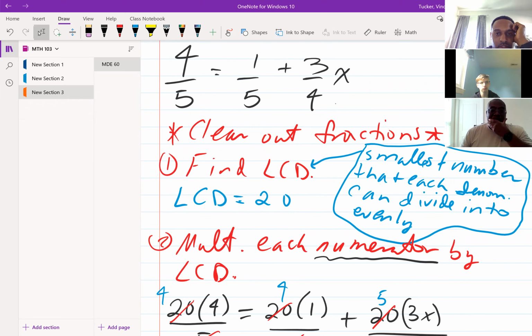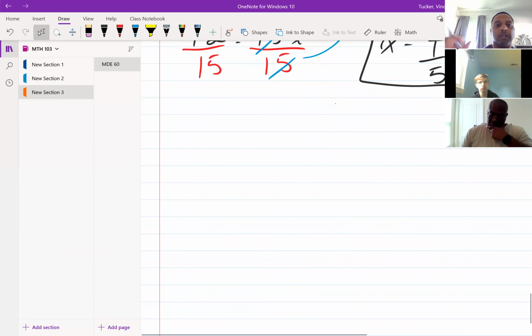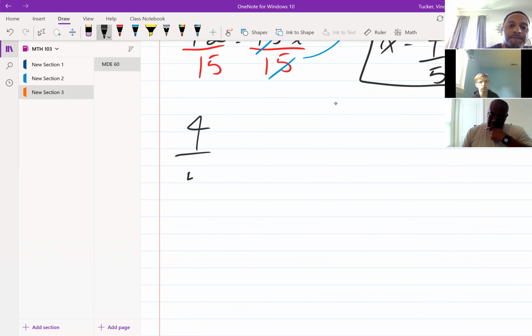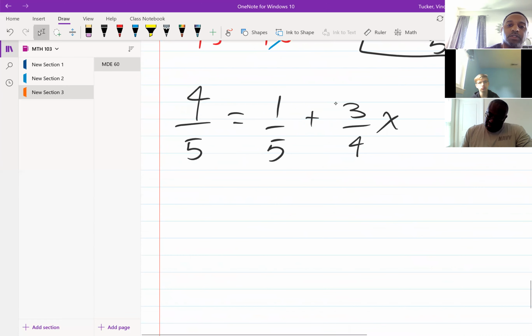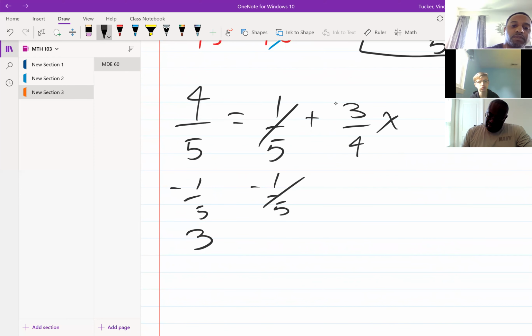Okay. That's fine. So now, if you want to go that route, the only reason I went this route is because this is a process that we're going to need moving forward. Let's say you didn't use clearing out of fractions. Then I got 3/5 on this side equals 3/4 of x. Yep. So you're saying you subtracted 1/5 from both sides. That cancels, leaving you with 3/5.